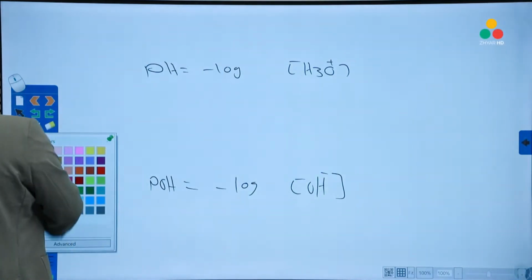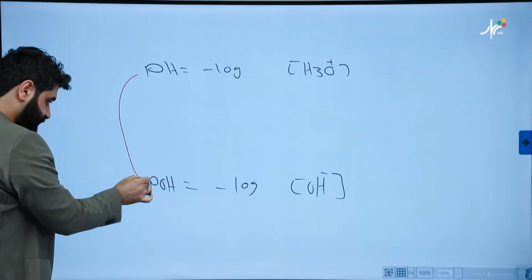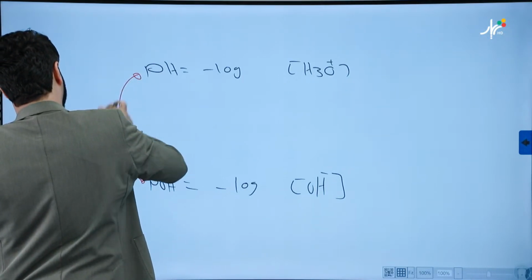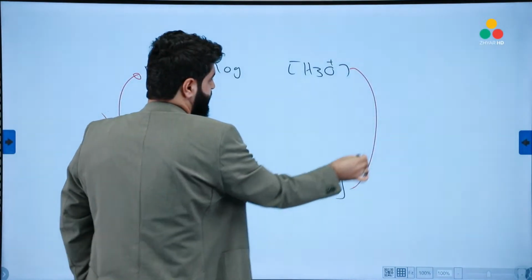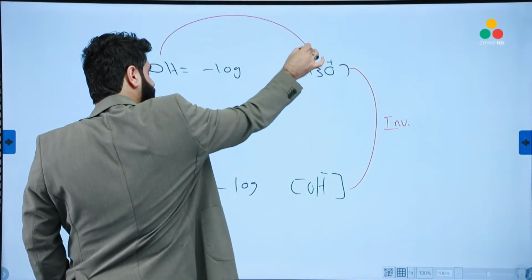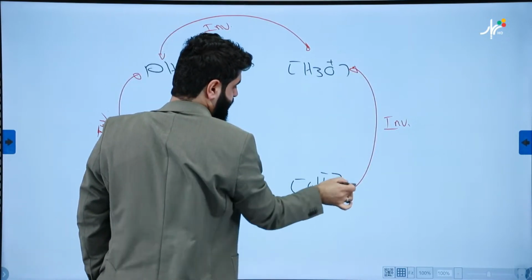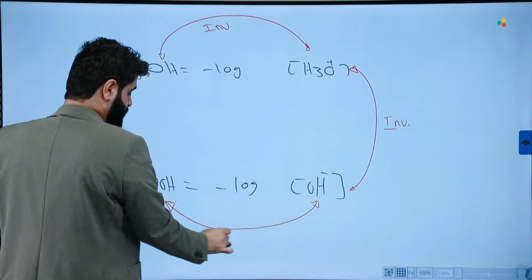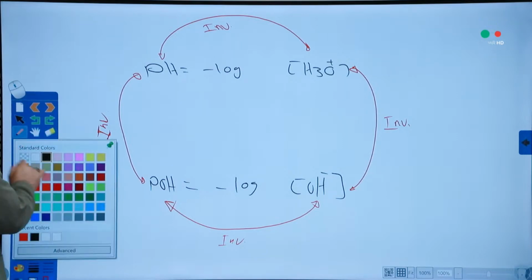Nice. Let's see how the relation between them is. pH and POH, they are inversely proportional. OH and H3O, again, they are inversely proportional, indirect. pH with H3O, they are inverse again. OH with POH, again, they are inversely proportional. Good. So these are inversely proportional to each other.